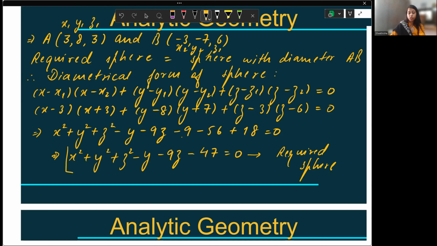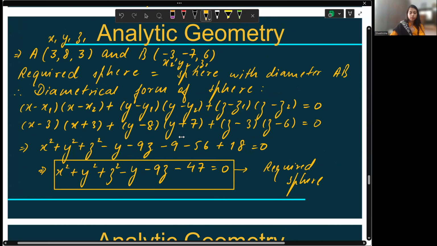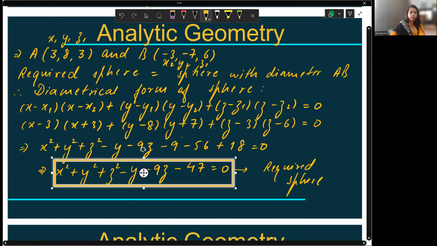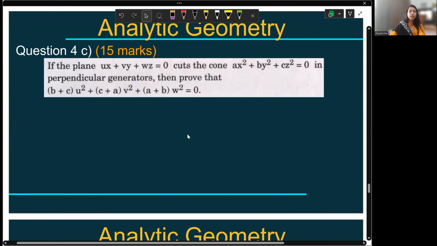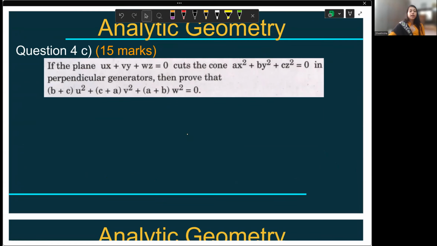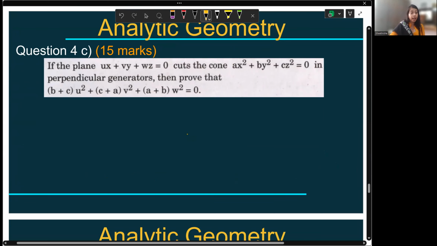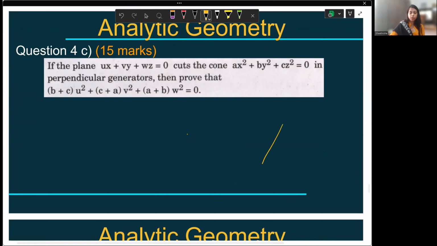Okay, so divide your question into a few parts and you can target the questions like this. Let's come to the next one. This was the last question, fourth C part, and it was from the section cone. If the plane ux plus vy plus wz cuts the cone in perpendicular generators. How can a plane cut a cone giving me two lines? So that is possible like this.